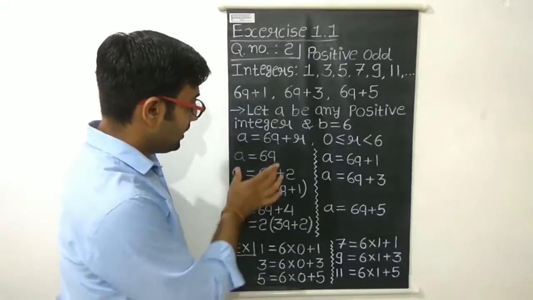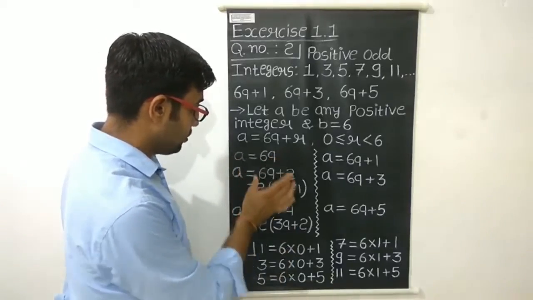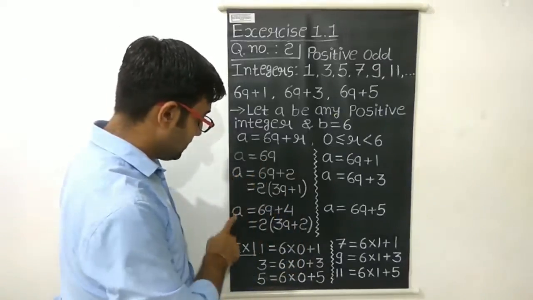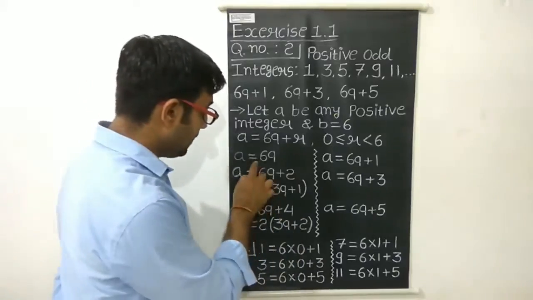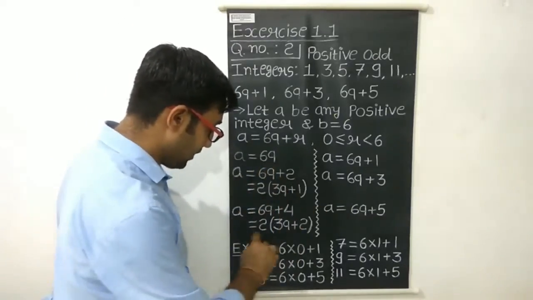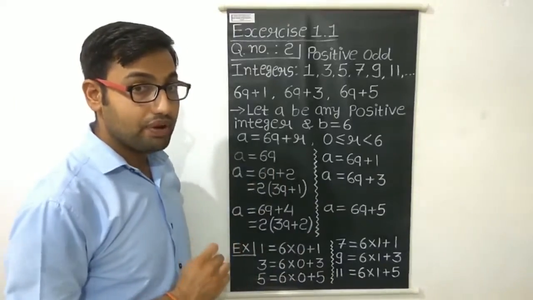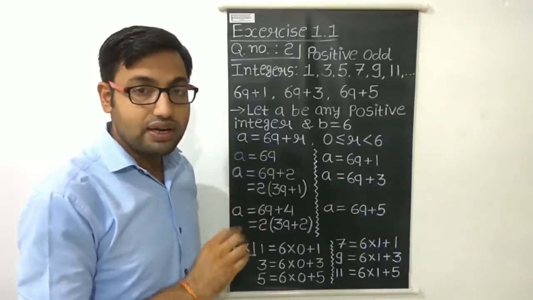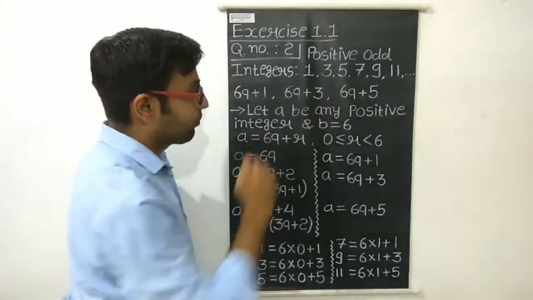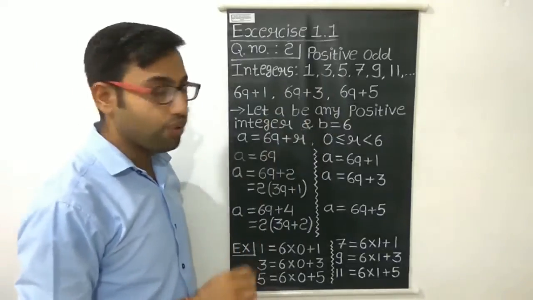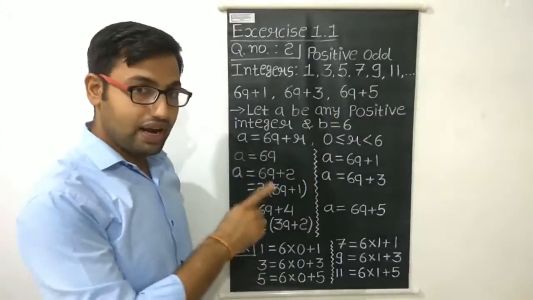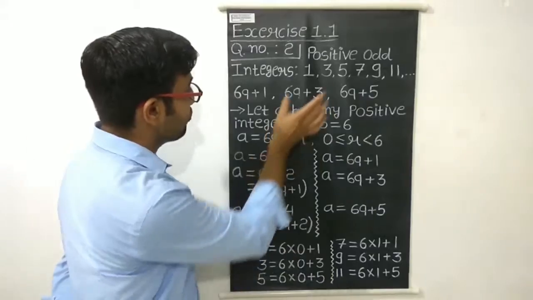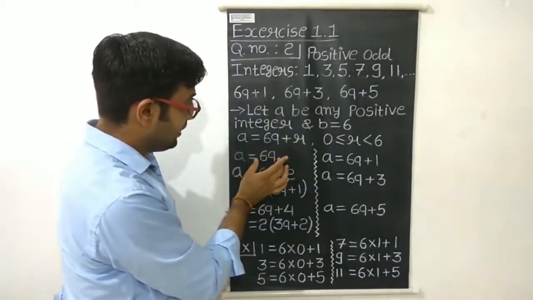So if we take these three numbers 6q, 6q plus 4 and 6q plus 2, all these integers are divisible by 2. We can divide this by 2, we can divide this by 2, and we can divide this number by 2. And remember one thing, if there is any odd number, we cannot divide it by 2. Suppose 5. Can we divide 5 by 2? No. Let's take 9. Can we divide 9 by 2? No.